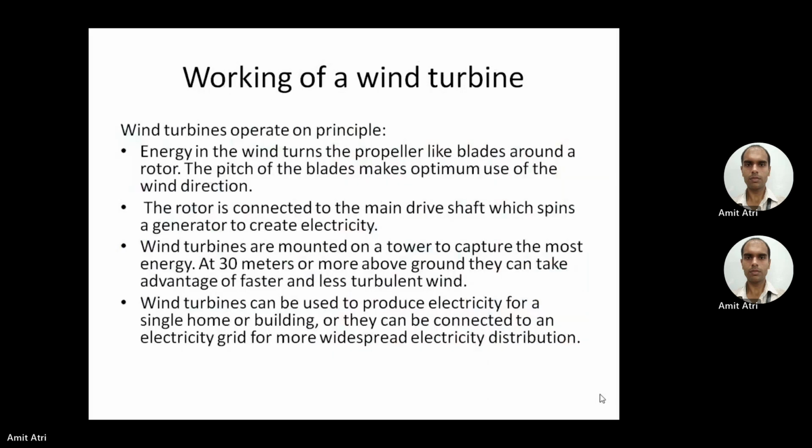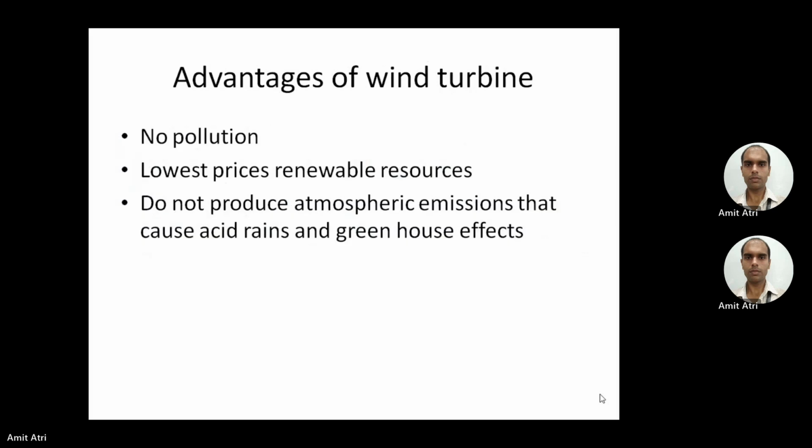Now how does a wind turbine work? The energy in the wind turns the propeller-like blades around a rotor. The pitch of the blade makes optimum use of the wind direction. The rotor is connected to the main drive shaft, which drives a generator to create electricity. Then wind turbines are mounted on a tower to capture the most energy, approximately 30 meters or above. So we need to give a height to the system. Wind turbines can be used to produce electricity for a single home or a building, or they can be connected to the electricity grid for more widespread electricity distribution. Means from low to large scale production we can do using this wind turbine.